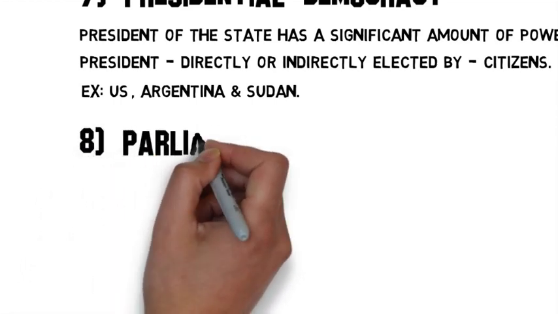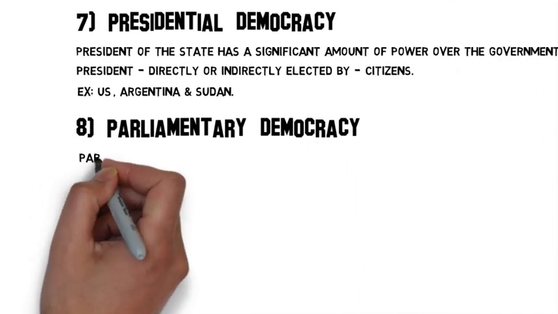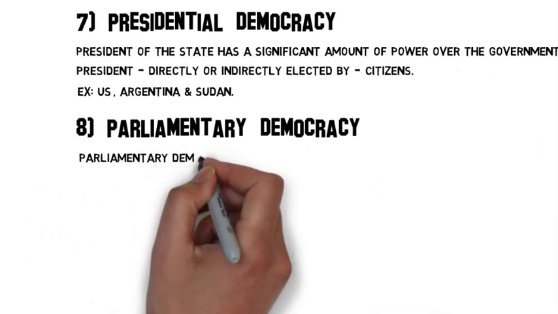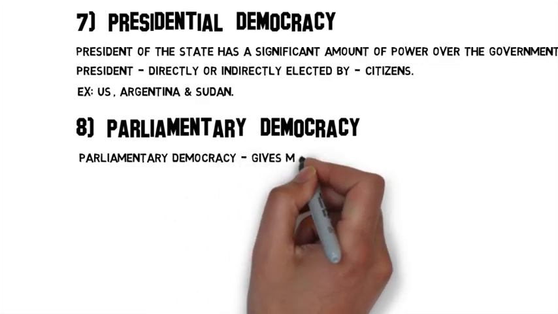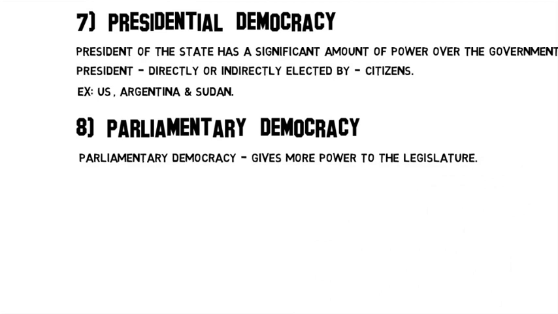Moving on to point number 8, parliamentary form of democracy. Well, a parliamentary democracy gives more power to the legislature, very important. The executive branch derives its democratic legitimacy only from the legislature, that is the parliament again, and therefore we need to understand here that in the parliamentary form of democracy, the powers are with the parliament.